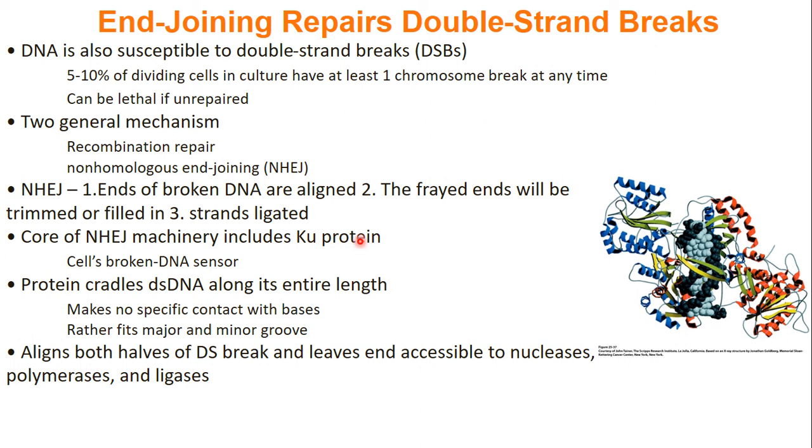But the core of NHEJ is this Ku protein. This is that protein with DNA. This DNA is in the black and the light blue there. What happens is that this protein is just cradling our DNA inside of itself, but it's not really touching any of the bases. It's just fitting the major and minor groove. So it's coming along, and if you come to a break, this protein can recognize that because it's just cradling the DNA, and it will go and start the NHEJ schematic.